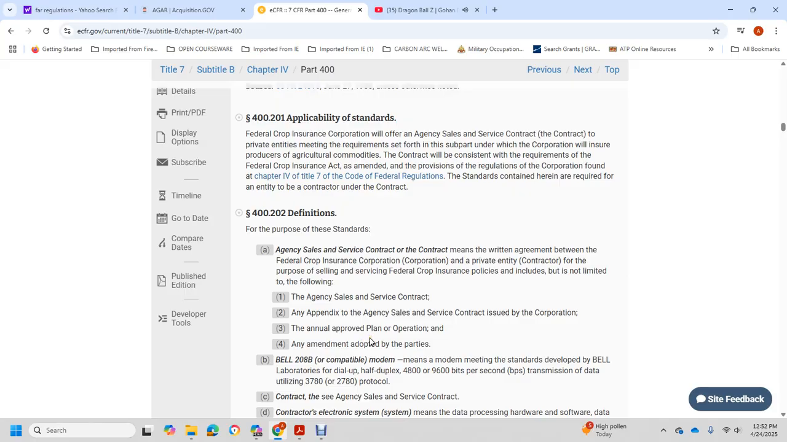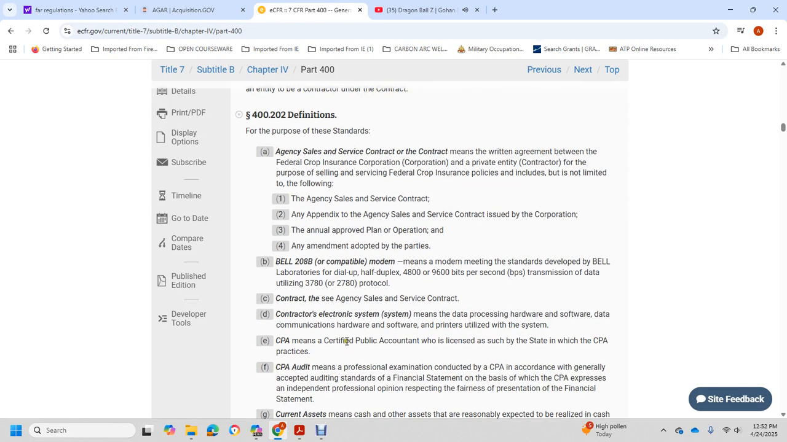Bell 208B modem, the same as the Bell laboratory dial, half duplex, 4800 to 9600 bits per second transmission of the data, utilized with the 3780 protocol. Electronic system, meaning the data processing hardware, system software, and communication hardware and software components utilized with the system.